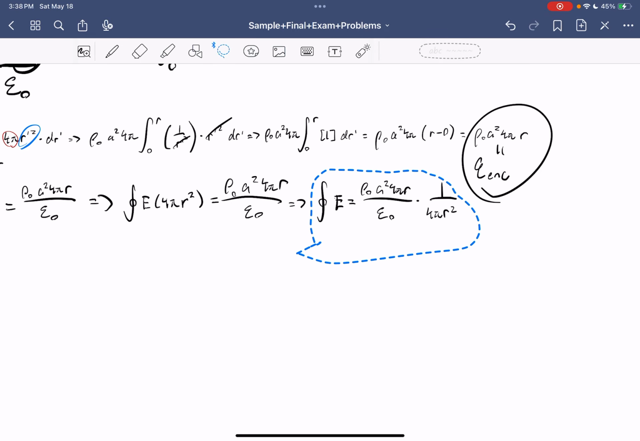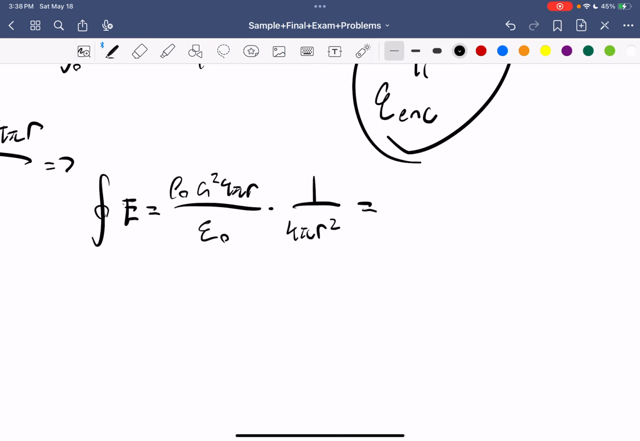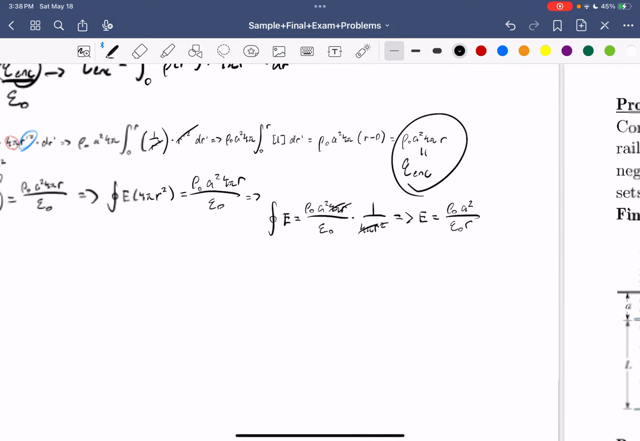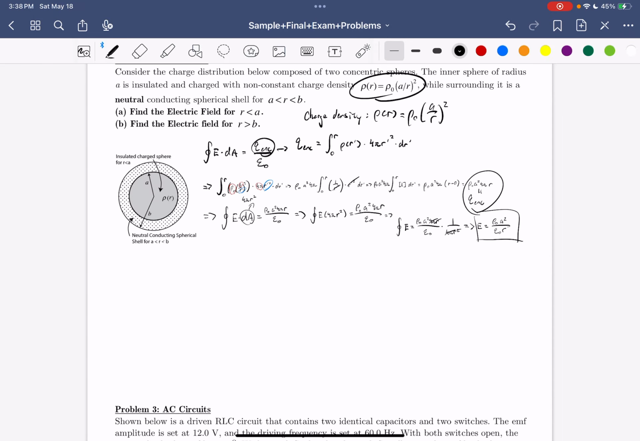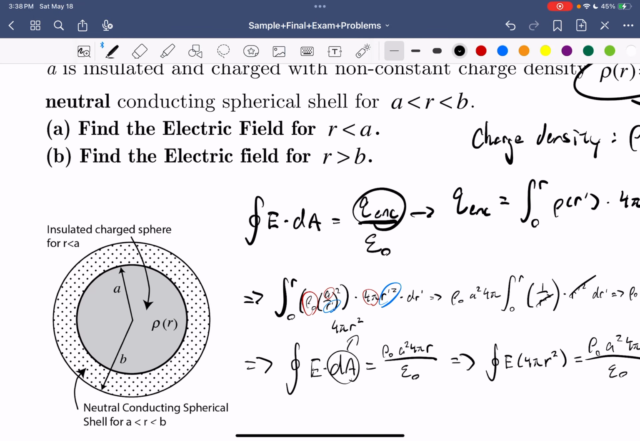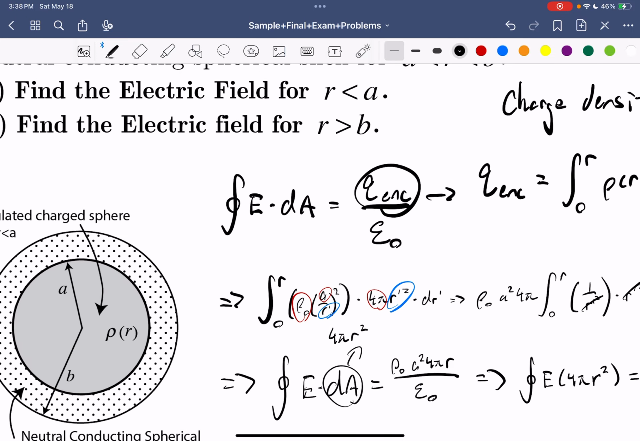Let's move that guy a little bit down here. Right now we can start canceling out. We're going to cancel the 4 pi's, the r and the r squared, and we're left with the electric field equaling rho sub naught a squared over epsilon naught r. So that's going to be the very first electric field for question A.